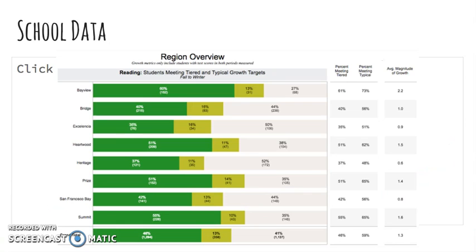Here's your school data. So right here, if you look at Heritage is in the middle right here. And that shows how many Kipsters are making growth and their growth goals compared to the rest of the Bay Area. As you can see, we have Kipsters meeting their goals, which is awesome. We actually have about 48% of Kipsters meeting their goals, and this is for reading. But there's also growth that we need to do to make sure we can keep up with the rest of our region.